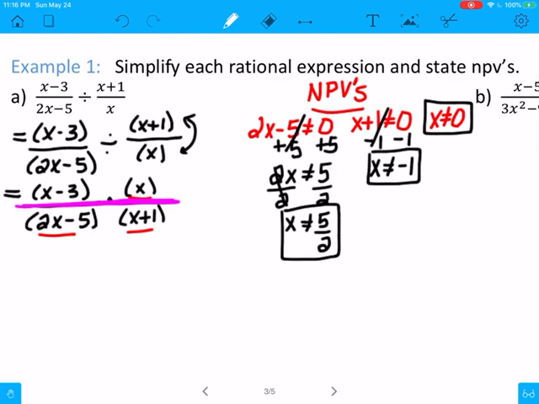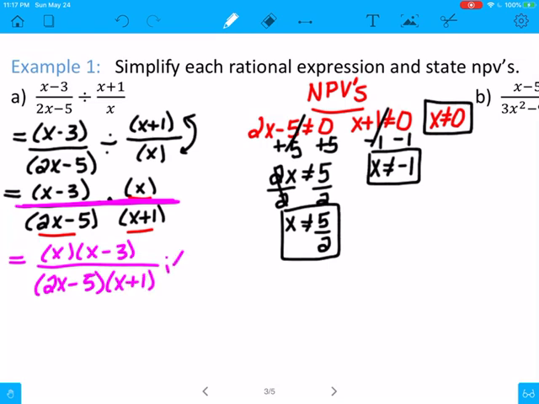I have an x plus 1 in the bottom. No x plus 1 in the top, so it's staying. And I have a single x and no x squared, x cubed, or anything by itself in brackets. So it can't actually reduce any further. So I actually have x minus 3 times x, or x times x minus 3. Doesn't matter if you order them differently. And then 2x minus 5 times x plus 1. And x cannot equal 0, negative 1, 5 over 2.